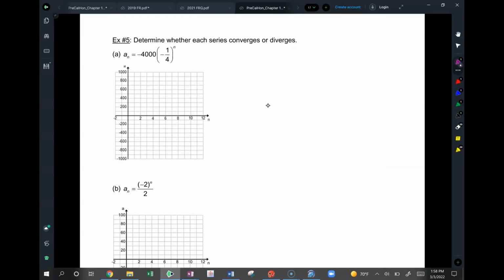So here we have a sub n. This is the formula to find each of the terms. We want to find a sub 1, a sub 2, a sub 3, and so on, graph them and see if they're going to converge. So take a look here for a minute. A sub 1 is going to be negative 4,000 times negative 1 over 4 to the power of 1. That's 1,000. Okay? A sub 2 is negative 4,000 times negative 1 over 4 squared. That's negative 250.